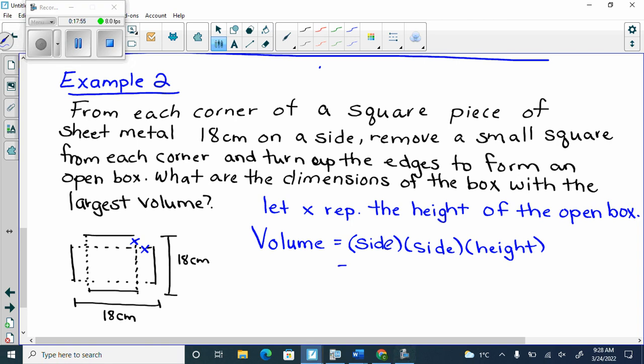So the height is x. Do not use the Bluetooth again. It's been used, it's been done. Don't try it again. So the height is x. The side length is what? It's not 18, it's 18 minus 2x. 18 minus 2x. And then how many times? Yeah, 18 minus 2x squared times x.